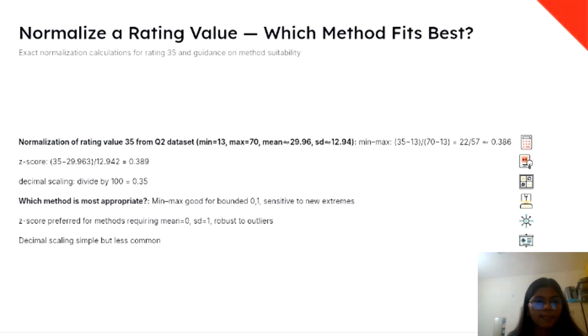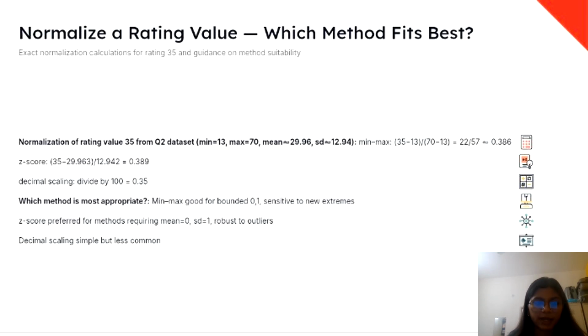Next, normalization of the rating value 35 for the Q2 dataset. These are the values given. We find the normalized rating value. We found the Z-score, and for decimal scaling, divided by 100, we get 0.35.